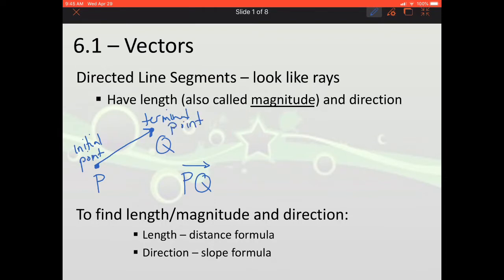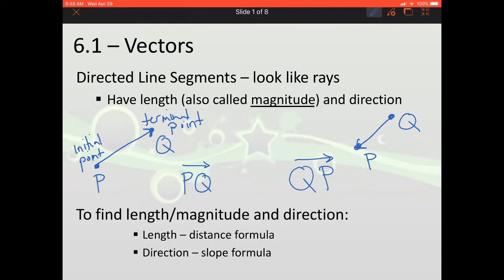If we had a directed line segment that was QP, then point Q would be our initial point, and it would go towards point P, which would be our terminal point. So when we talk about directed line segments, we talk about having a length because it does have two endpoints. We will refer to it instead as magnitude, and it also has direction. So it starts at its initial point and ends at its terminal point.